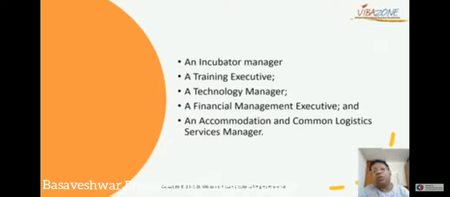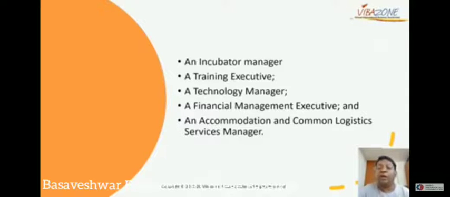You probably need to have somebody who will run training programs for your incubators. You need to probably have a person who's technically capable to a certain extent to help them. You need someone who can do management of your finances. You can probably reach out to the host institution to help you with their existing system.